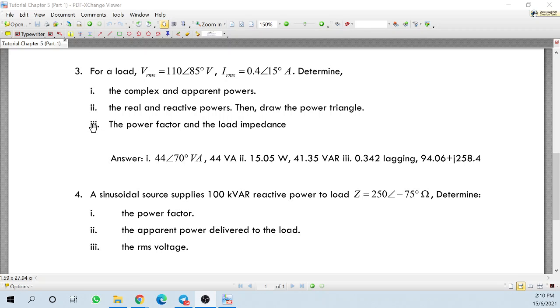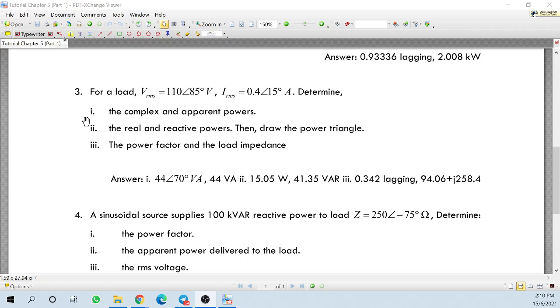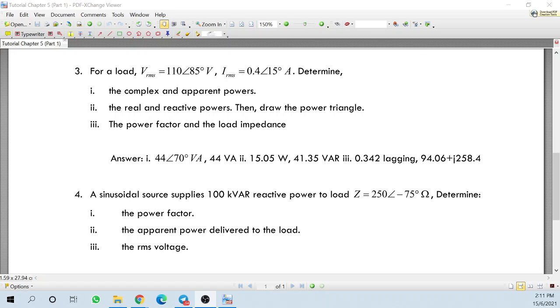Okay, look at question number 3. This is tutorial chapter 5. For a load, VRMS 110 angle 85 and IRMS 0.4 angle 15. So the question is: determine the complex and apparent powers.